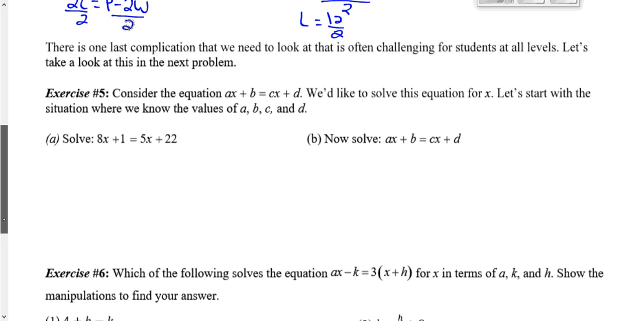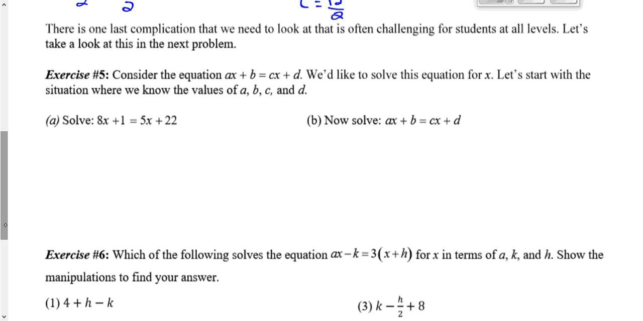Okay. So here, on the front of the page, they give us an equation like we normally solve, and then over here, with just the letters, a literal equation. So this one is going to be a little twist. Let's solve the first one first and see what we're doing.